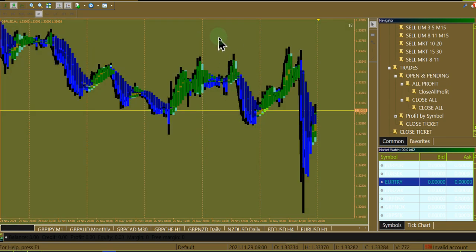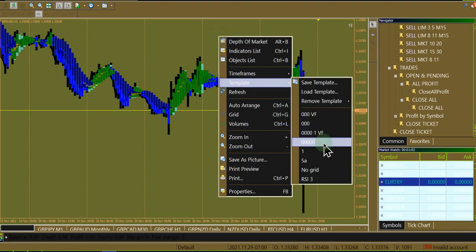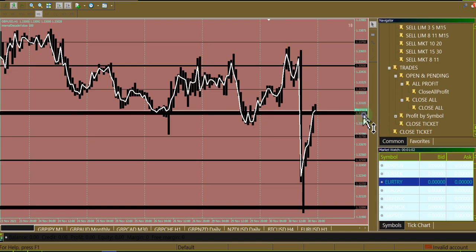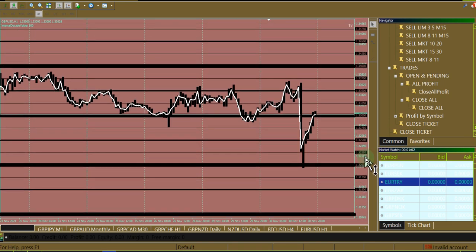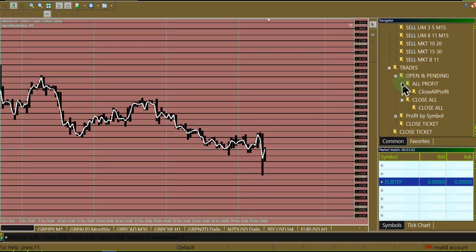Let me see if I got a template that's got some handles on it. Okay, this is 50 pip handles. So look at this, down to the 100-yard line, back up. That's 100 pips you could have made last night by placing orders in the deep discount area, which I didn't put these in. I decided to trade the euro.